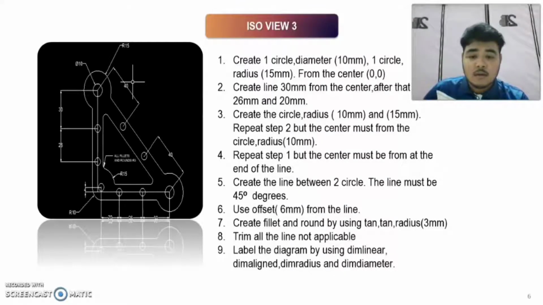Step 5, create the line between two circles. The line must be at 45 degrees. After that, use offset 6 mm from the line. Create the fillet around by using radius 3 mm. After that, trim all the lines not applicable. The last, we need to label the diagram or all the parts by using dim linear, dim angular, dim radius and dim diameter.